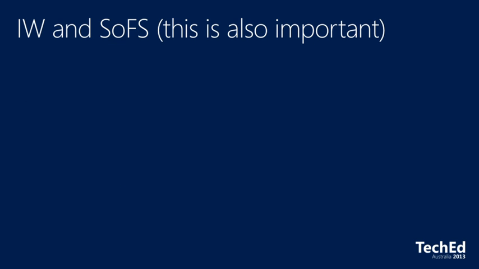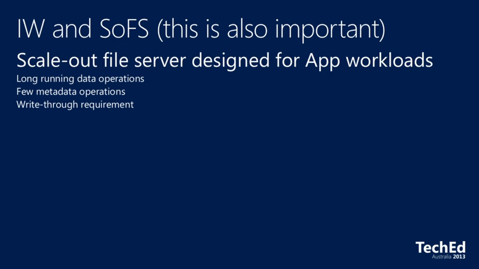Okay. One other super important thing, and then I'll get into some other stuff. IW is information worker. SOFS is scale-out file server. Scale-out, I've said this a few times before, I'm going to say it again, is for app data workloads. The actual original internal name was called SODA, Scale-out Data Application. We still sometimes say it without thinking. But it means long-running ops, very little metadata. It has a write-through requirement.